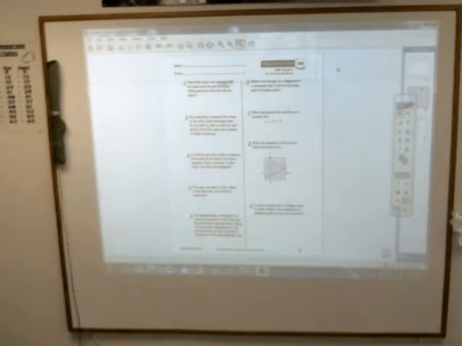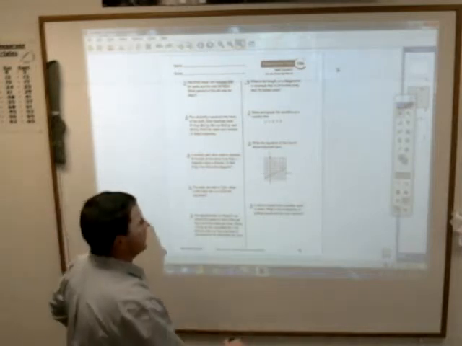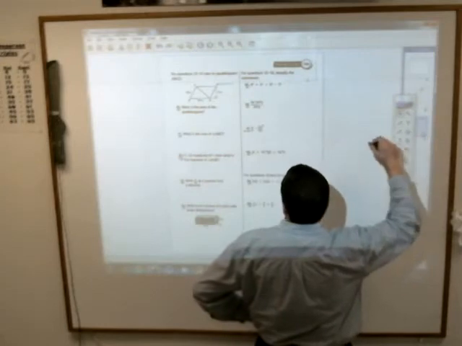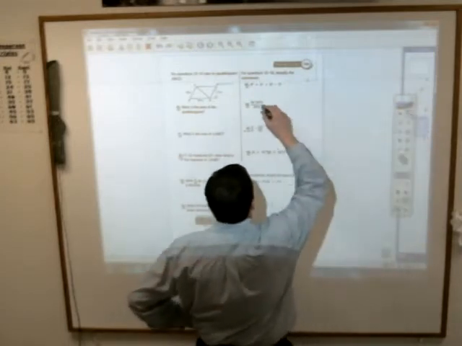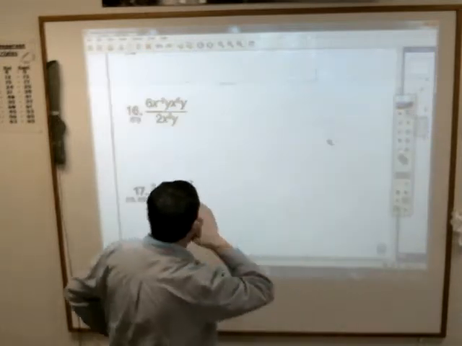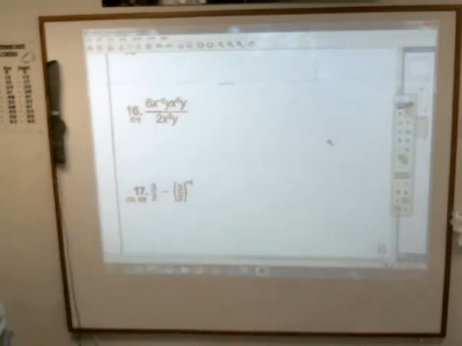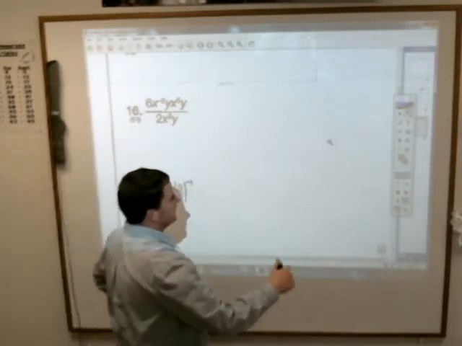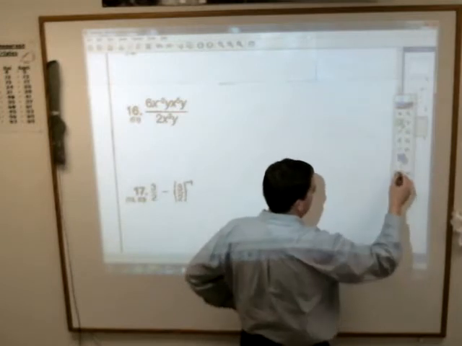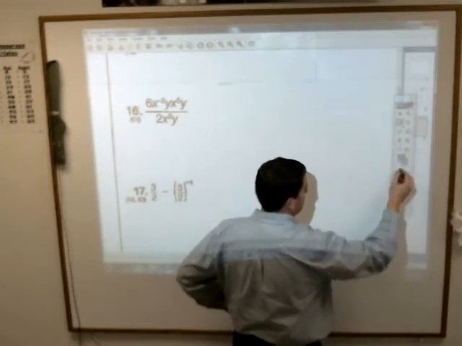Firing away. Which one was that? Number 16. Take a look at 16 here. Problem number 16. There's a couple different ways to go about it, but this would be my recommendation to you.